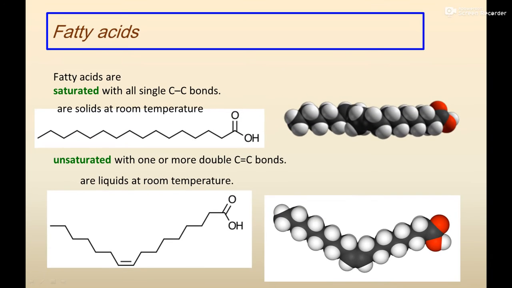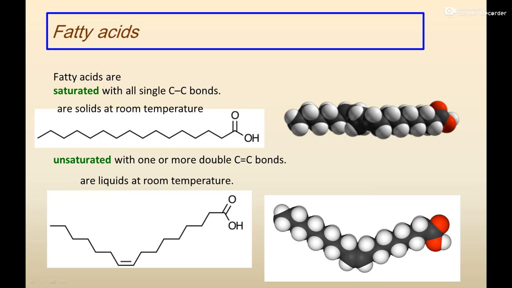Fatty acids can be classified into two categories. The first one is saturated fatty acids and the second one is unsaturated fatty acids. Saturated fatty acids are those fatty acids which contain single carbon bonds present between two carbon atoms, so they are solids at room temperature.